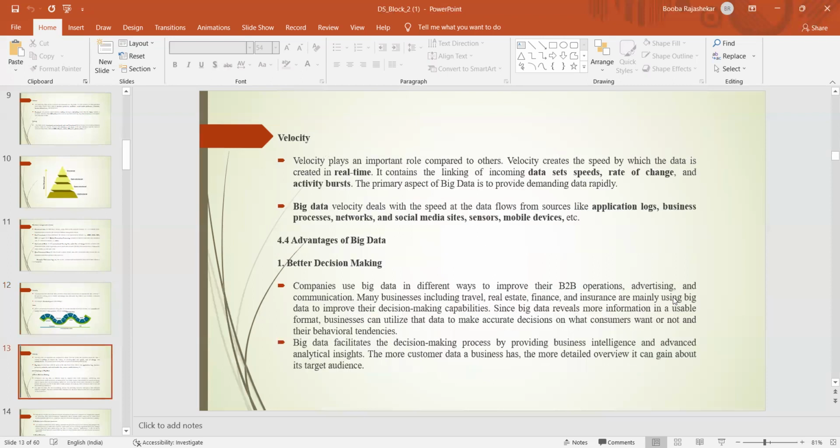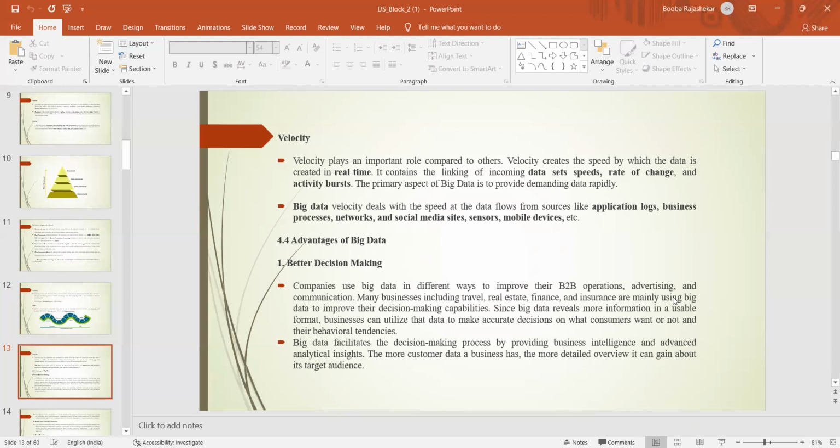So velocity. Velocity plays an important role compared to the others. Velocity is the speed at which data is created in real time. It contains the linking of incoming data set speeds, rate of change, and activity bursts. The primary aspect of big data is to provide the demanded data rapidly. Big data velocity deals with the speed at which data flows from sources like application logs, business processes, networks, social media sites, sensors, and mobile devices. So these are the main characteristics of big data.